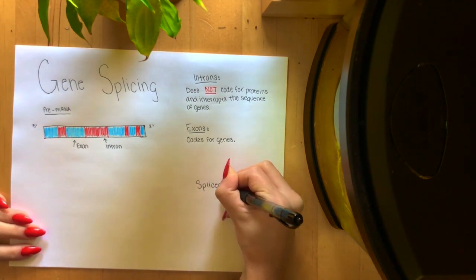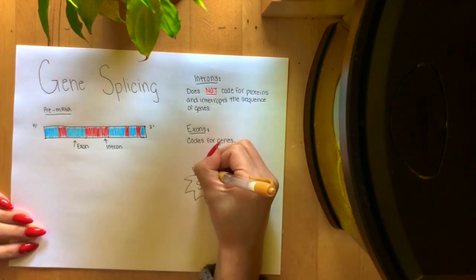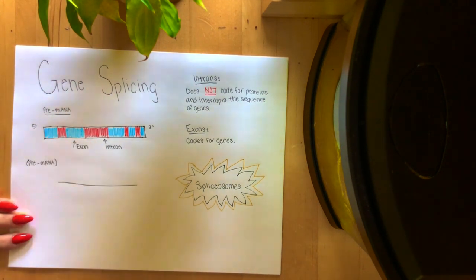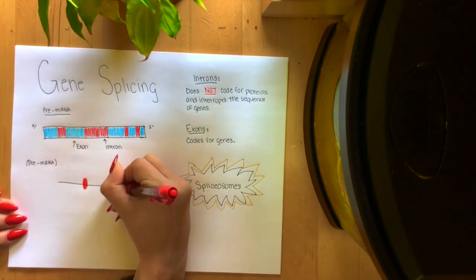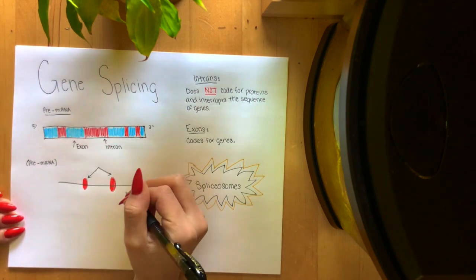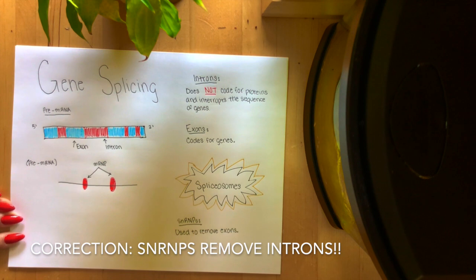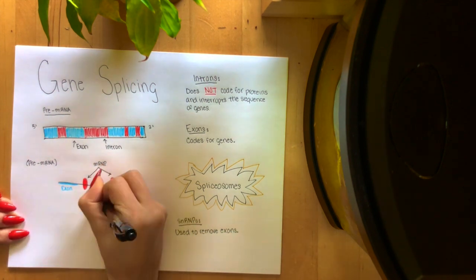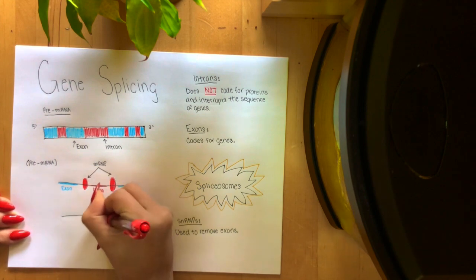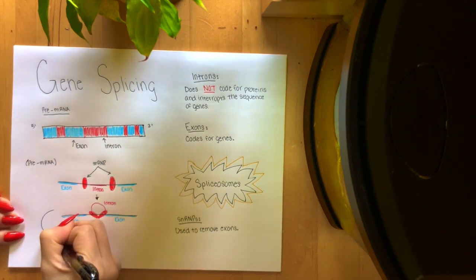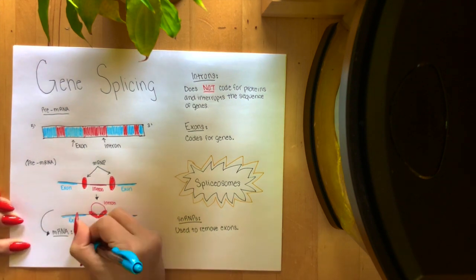To remove the introns, our cells use molecules called spliceosomes. A special type of spliceosome is called a SNRP. These sit on both ends of an intron and are used to remove it. To do this, the SNRPs pinch together until the intron breaks off, resulting in a usable strand of mRNA.